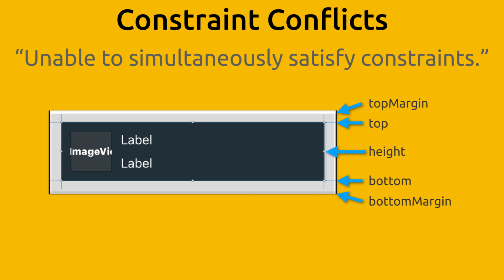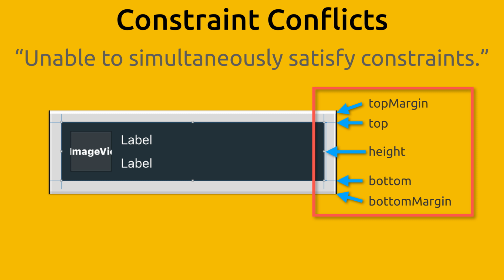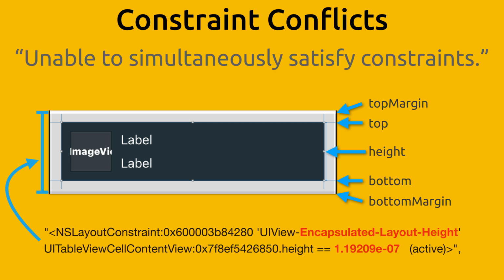Not this one, though. Take a look. None of these constraints that are listed here are conflicting with each other, except this one. In that list of constraints, it shows us a UI view encapsulated layout height. And it's trying to set this height to 1.19. And what's tricky about this is we're not even setting this constraint. This isn't something that we're doing. It's something that's happening automatically from iOS, and we have no control over it. So why is this happening and how do we fix it?